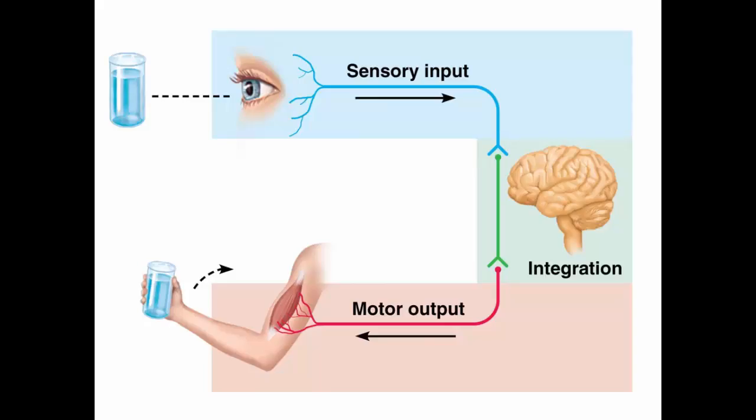Here is an example. Your thirst receptors tell you that your mouth is dry. You see a glass of water. That would be sensory input. The integration centers put this together and say, we're thirsty, we see a glass of water, let's pick up the glass of water and drink. So motor output would cause you to be able to pick up the glass of water and take a drink from it.